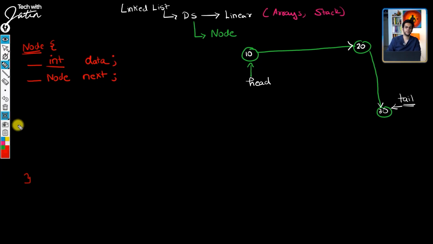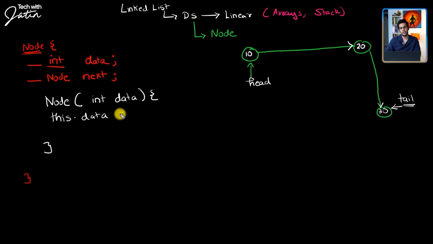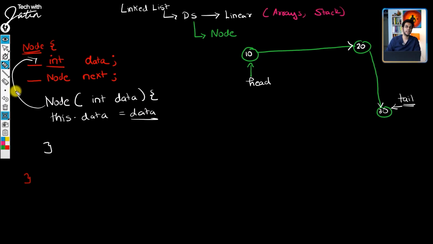Is this part clear? Then we introduced a constructor. So node, let's say this is integer data, curly bracket start, curly bracket end. We're going to say this dot data equal to data. The job of the constructor is to initialize the instance variable. Now, one more thing, if you remember, next, even though it is an instance variable, I did not mark it with private. Okay, you can make it public.